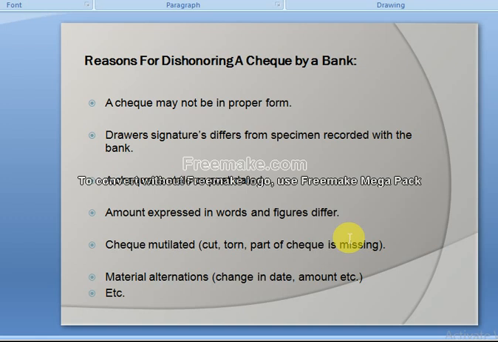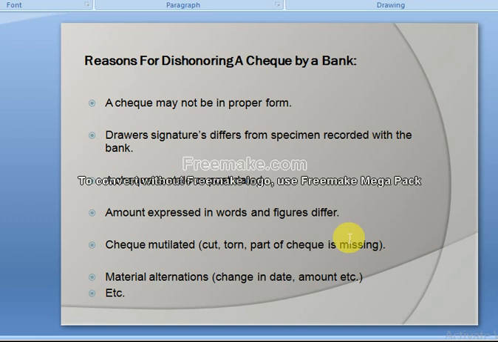Material alterations, like a change in the date, the amount, or the writing you made, is called material alteration. For example, in the figures you write 1 lakh, and in the words you write 10,000. So when you present that check in the bank, the bank will return that check to you.